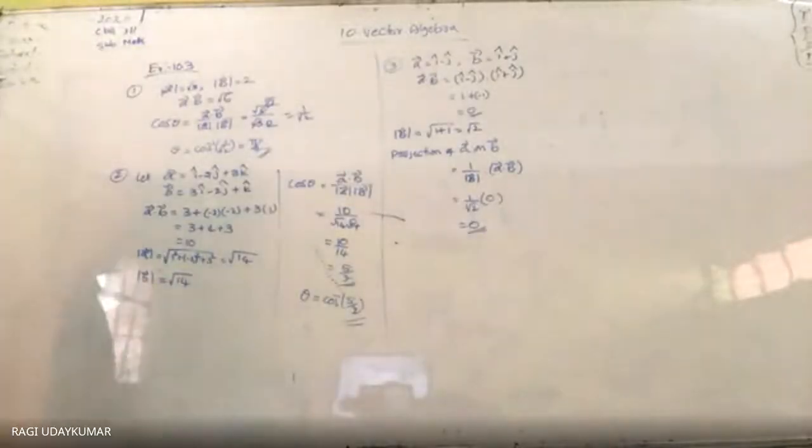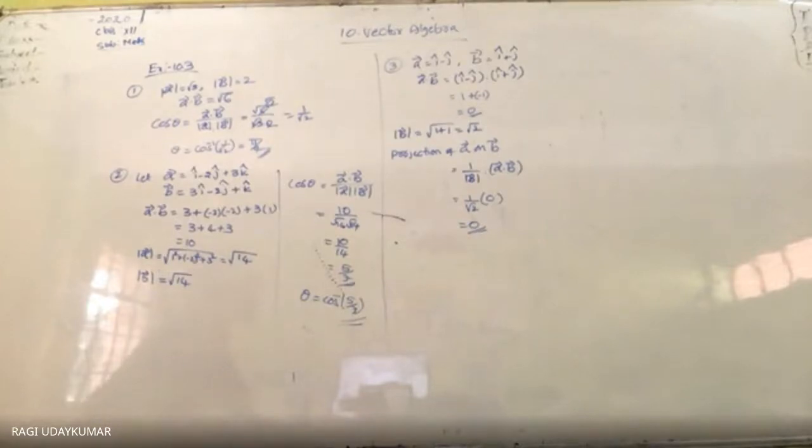Next, the fourth question is also the same way. Projection of the vector on the other vector is given to you. In that, nothing is changed here. Same way, find the dot product.